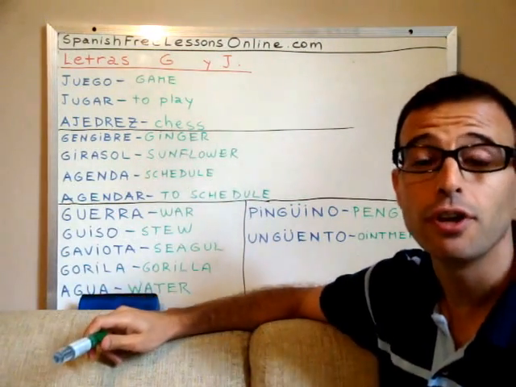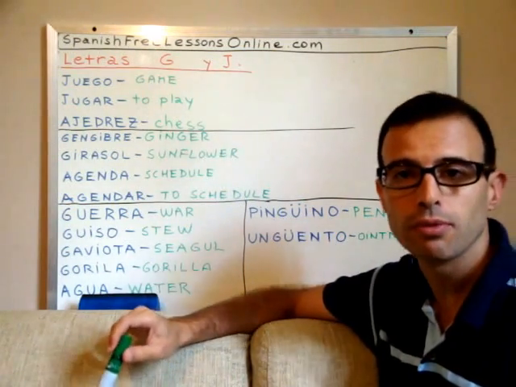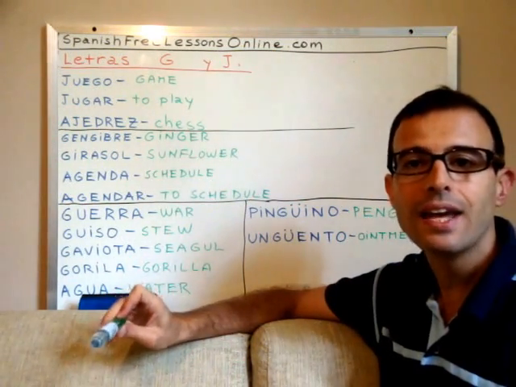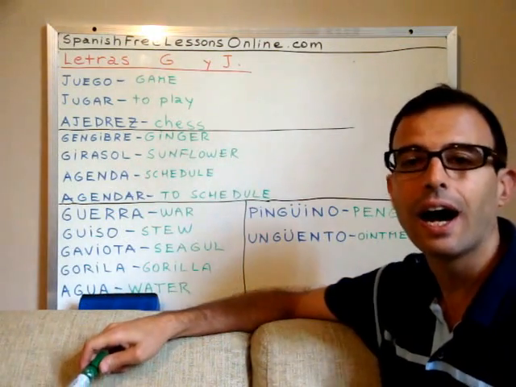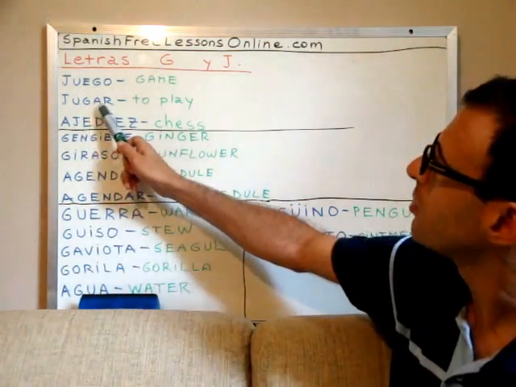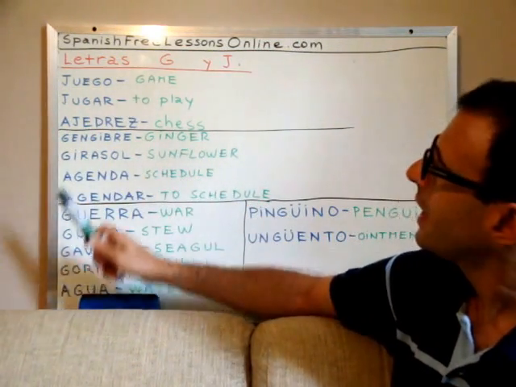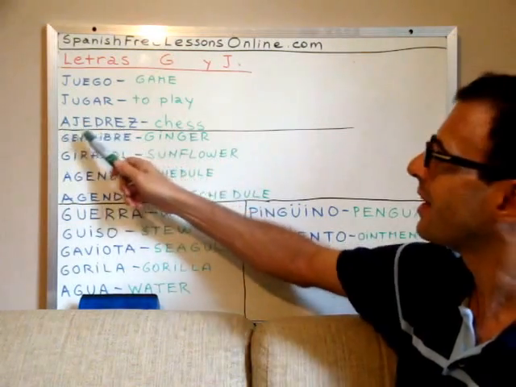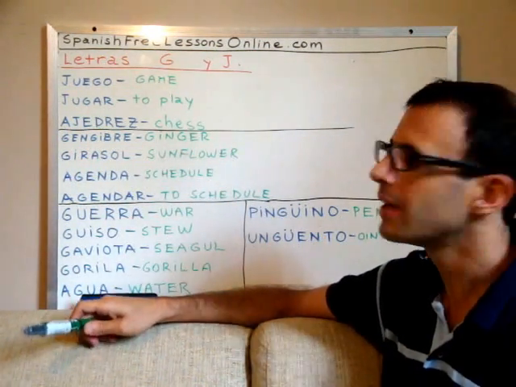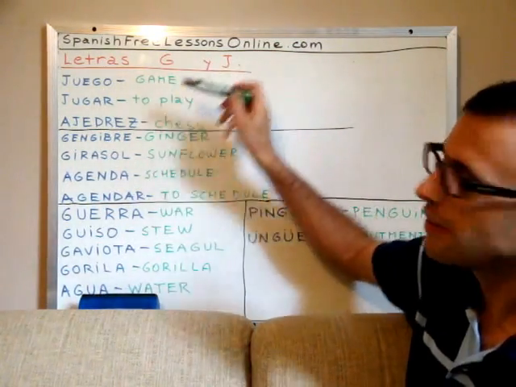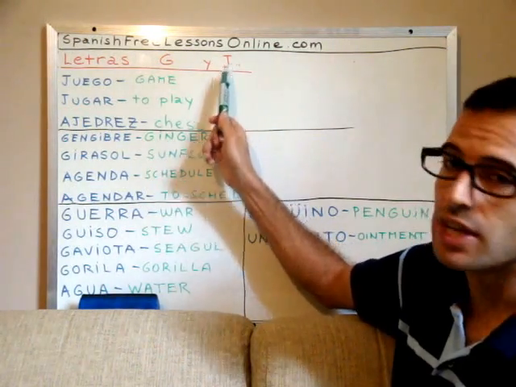Remember that Spanish verbs always end with R, right? And we have three groups of verbs. Those that end in AR, those that end in ER, and those that end in IR. This belongs to the group of verbs that end in AR, jugar. And ajedrez. Ajedrez. Chess, the game chess. Okay, these are some examples with the letter J.